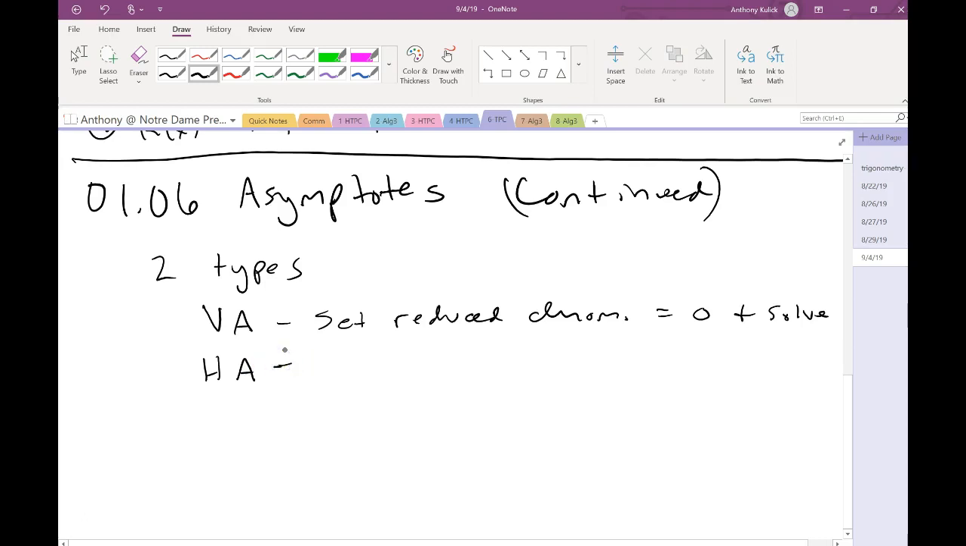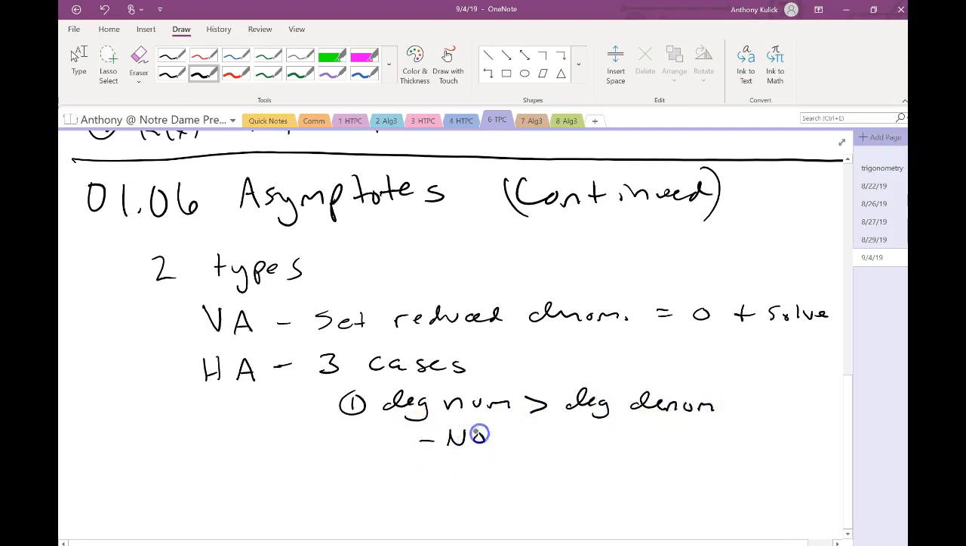Now finding the horizontal asymptote can be a little bit trickier, at least algebraically. In this case, we have three cases, where the degree of the numerator is greater than the degree of the denominator. There's no horizontal asymptote. This was your slant asymptote situation, but we don't care about those right now.